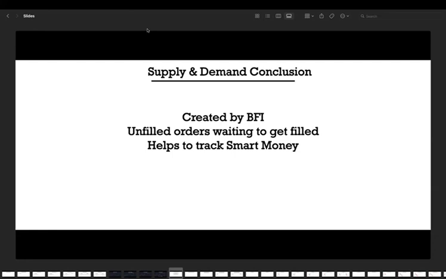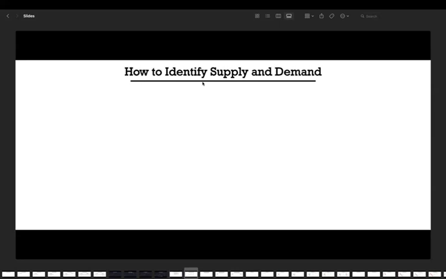Price action analysis's main concepts are the market structure and key levels such as supply and demand. So if you'd like to track smart money or use price action analysis, supply and demand will be your number two most important tool. Number one will be the market structure. Number two will be supply and demand. There we go.